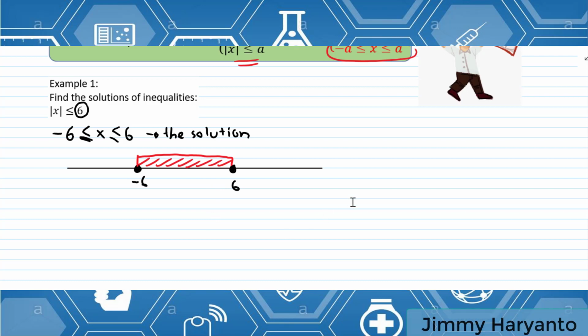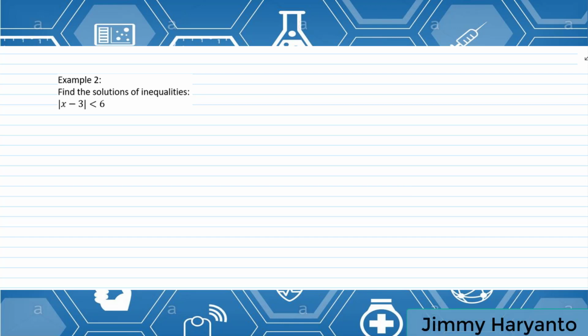We'll go to example 2. I will explain it more to make you understand. Okay, example 2. We'll go to the harder questions, but it's also still easy. Absolute value of x minus 3 less than 6. What is the difference between example 2 and example 1? In example 1, it's only x. Now it changed into x minus 3. Yeah, the solution will be the same.